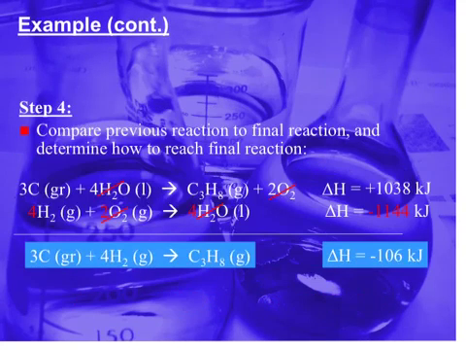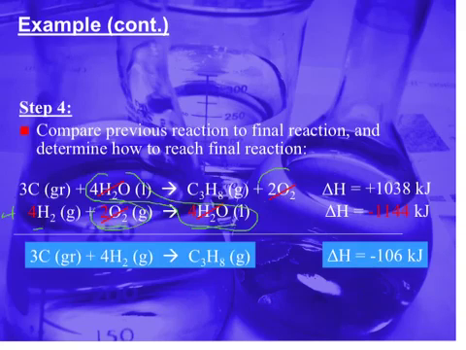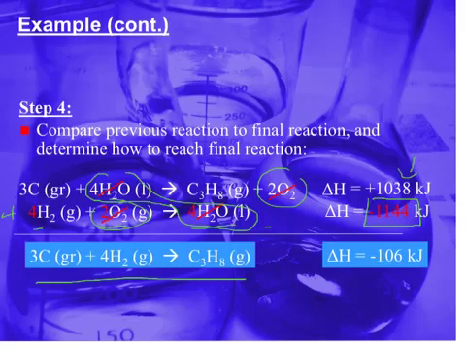So then we multiply our third equation by 4. We get 4 hydrogens with 2 oxygen and 4 waters. The water cancels out. The oxygen also cancels out, leaving us with 3 carbons plus 4 hydrogen yields propane. And we add the enthalpies together. This 1144 is 4 times the enthalpy of reaction that we're given because we multiply everything by 4. And we add it up with our intermediate enthalpy to get negative 106 kilojoules.